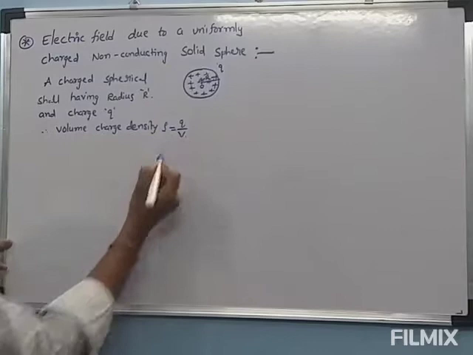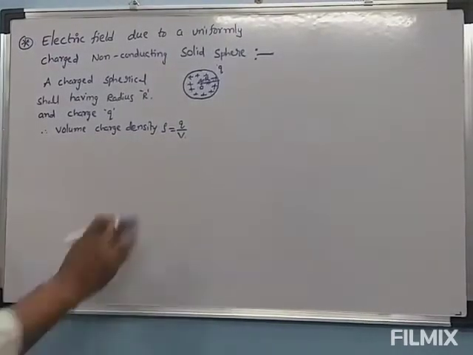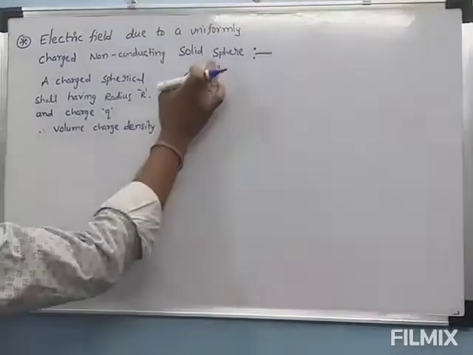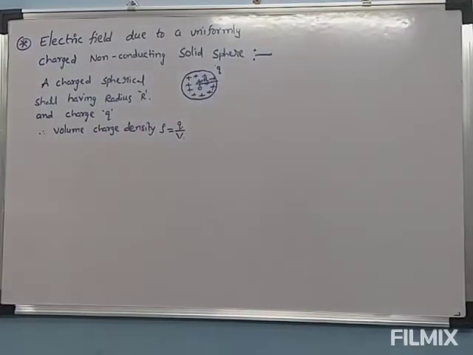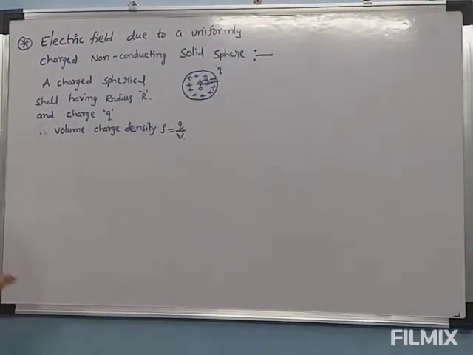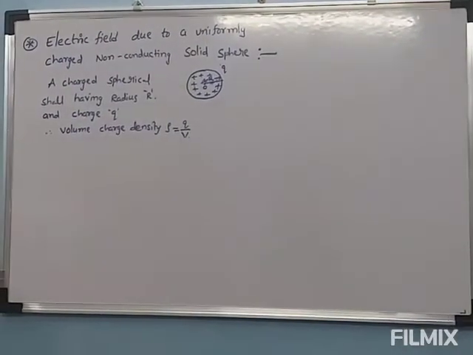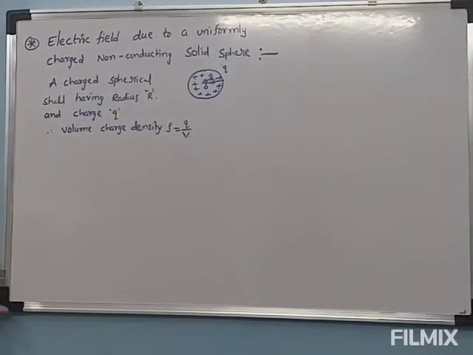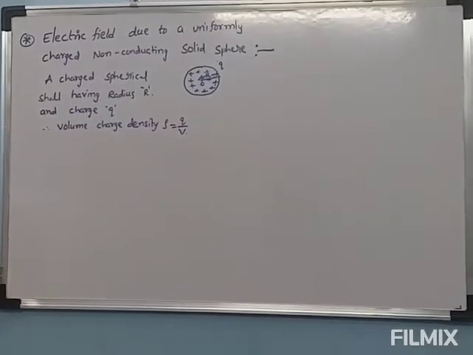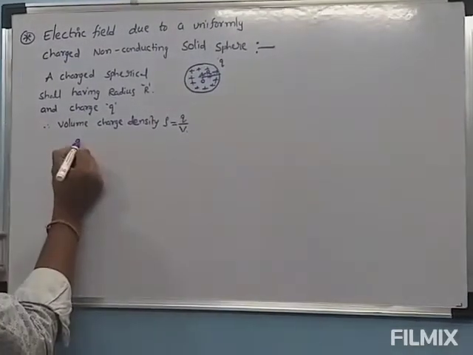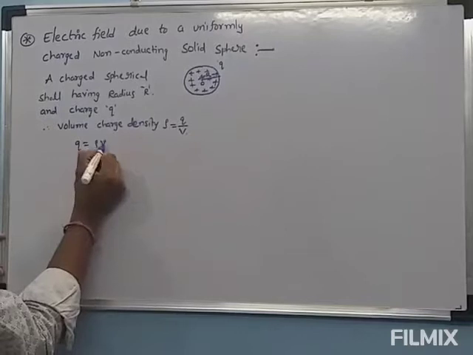V is nothing but the volume, because here there is a solid sphere, which has length, breadth, and height. That's why we take a volume. The density is the volume charge density: rho is equal to charge per unit volume. Then we can write the charge is equal to density into volume.